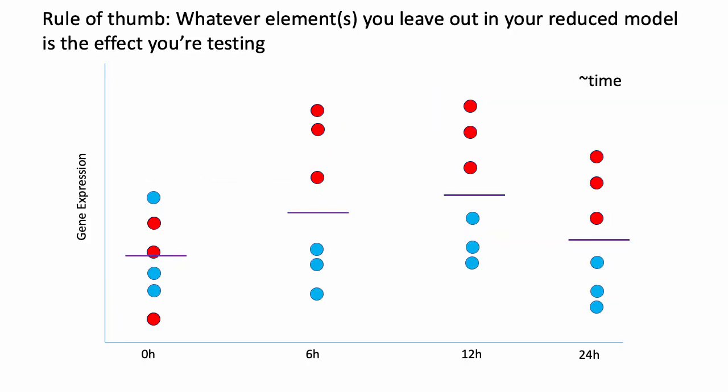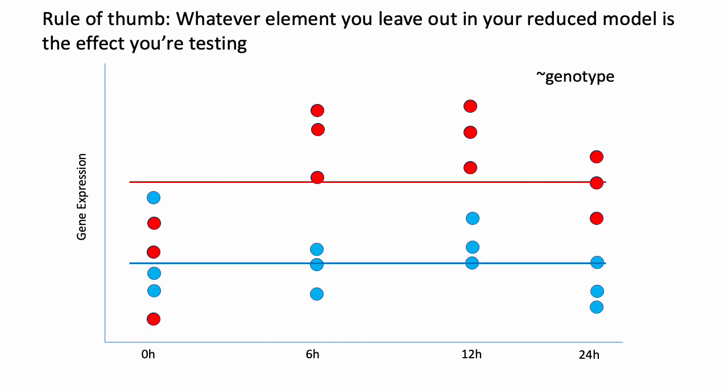As a rule of thumb, whatever terms aren't in your reduced models are the ones that you're going to be testing. So, if you only include tilde time, you'll be testing the effect of genotype. And if you only include genotype, you'll be testing the basal effects of time. It helps to sketch out exactly what effects you'd like to test, and then ask yourself which elements belong in the full and the reduced models, using a little diagram or a cartoon like I've done here.